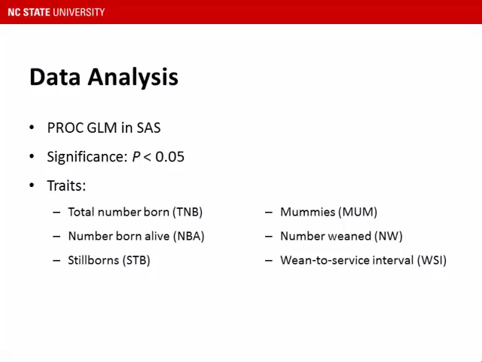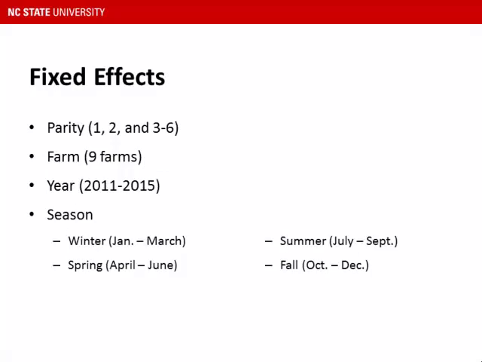Traits that were obtained or calculated included total number born alive, the number of stillborns and mummies, the number weaned, and the Wean-to-Service interval. Fixed effects were parity, farm, year, and season, with parity categories being generally divided into sows in their first parity, sows in their second parity, and sows in their third through sixth parities. There were 9 farms in 5 years, and then season was divided based on date of farrowing. So for example, summer categorized sows farrowed sometime between July and September, which means they were gestating predominantly during the hot summer months.